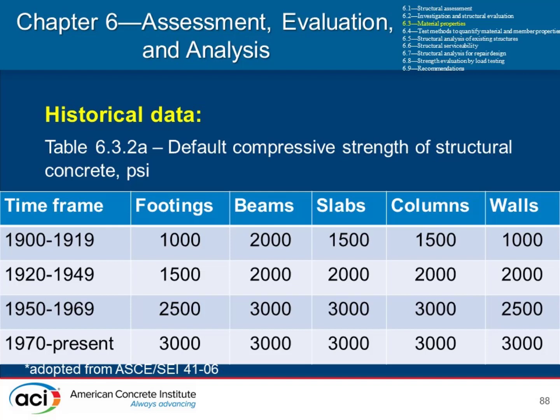A measure of conservatism is to observe that certainly in the present day, the minimum concrete strength used for columns is often 5,000 PSI. And so the value of 3,000 PSI that you'd get from the bottom right-hand corner entry of this table is very conservative. But if you don't have better information, starting with this conservative information is the way to go.